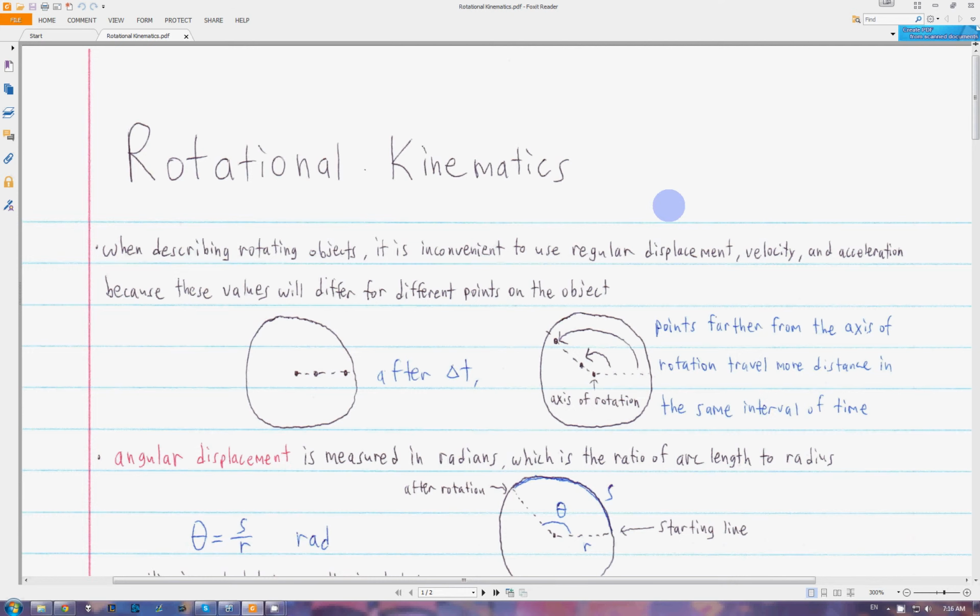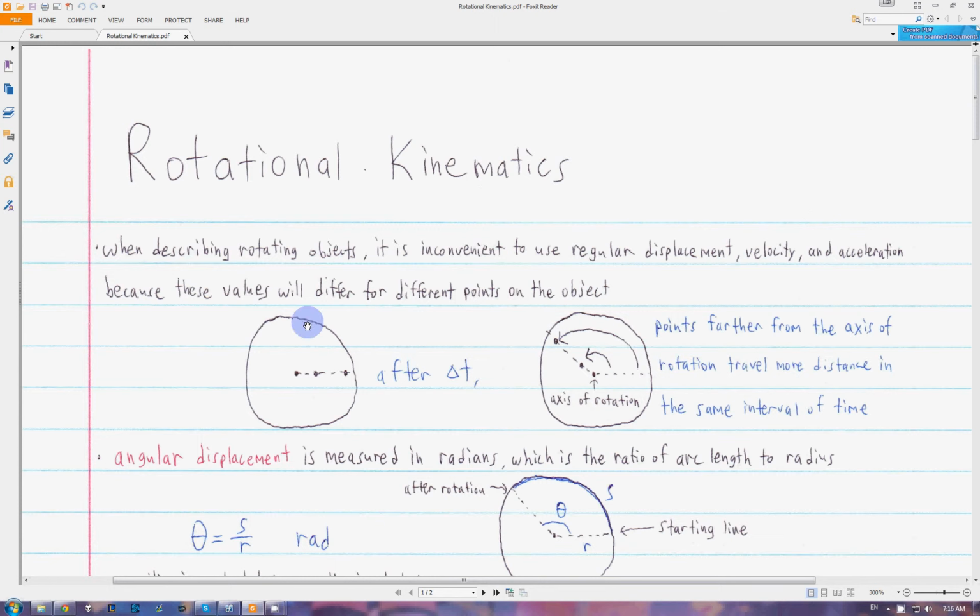In this video we're going to be looking at rotating objects. If we want to describe the motion of a rotating object, it's very inconvenient to use the regular displacement, velocity, and acceleration as we have been using so far.